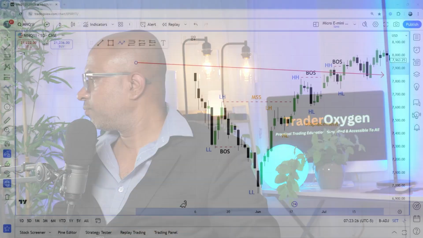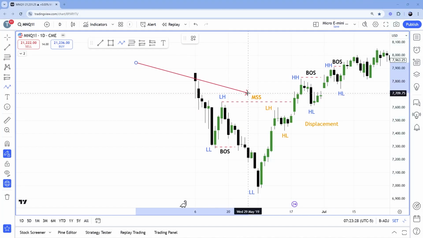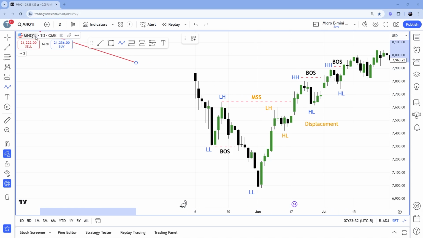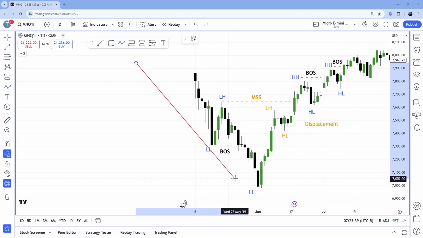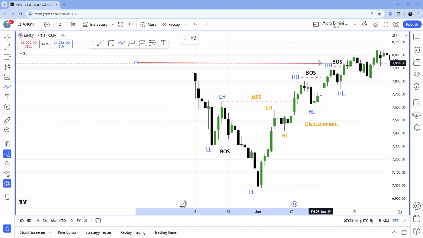Okay, let's look at another chart example now. Okay, so this is another example for a market structure shift. We are in the daily chart of micro E-mini Nasdaq index futures. So this market structure shift converts this bearish trend into a bullish trend.